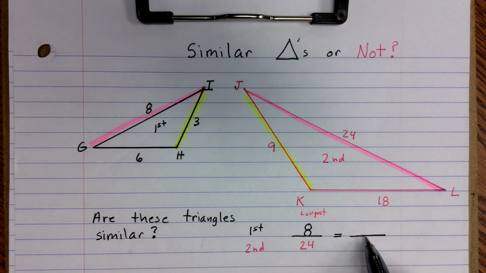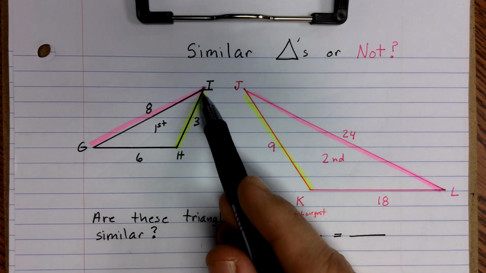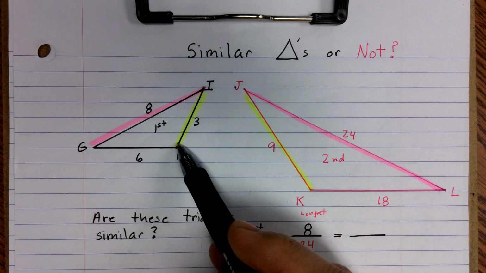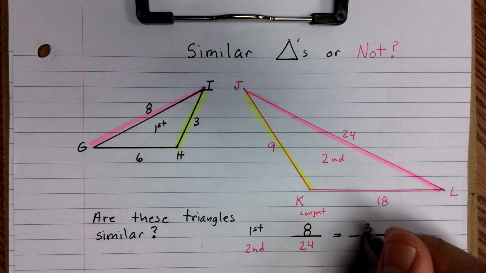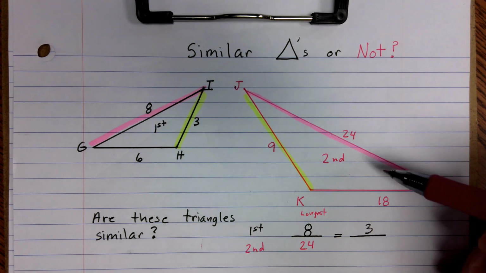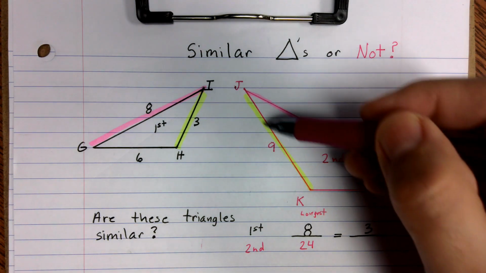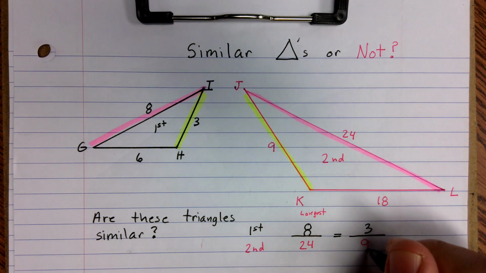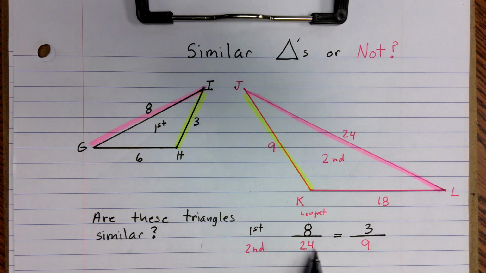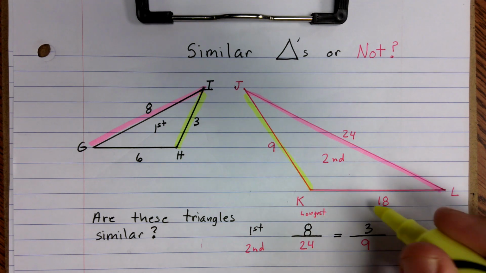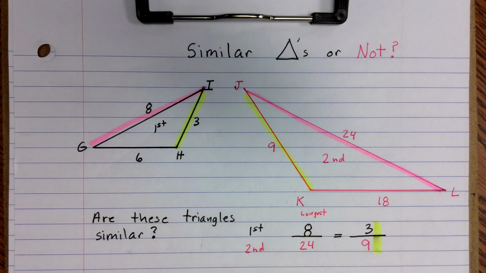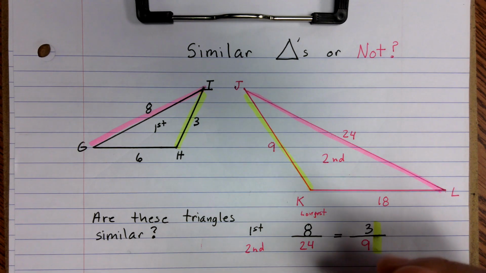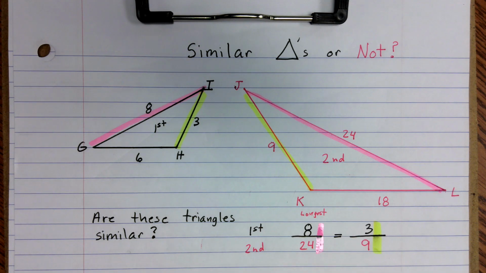And now I'm going to go to the next side of this first one, the shortest side, and that was 3. It's this one highlighted in yellow, so I'm going to put a 3 right there. And now I need to find the shortest side of the second triangle. So this shortest side right here is this JK, and that's going to be 9. So notice all my values for my second shape are in the denominator. All the values for my first shape are in the numerator. My 3 and 9 are my yellow highlighted sides, and my 8 and 24 are the pink highlighted sides. And what I'm going to do now is cross multiply.